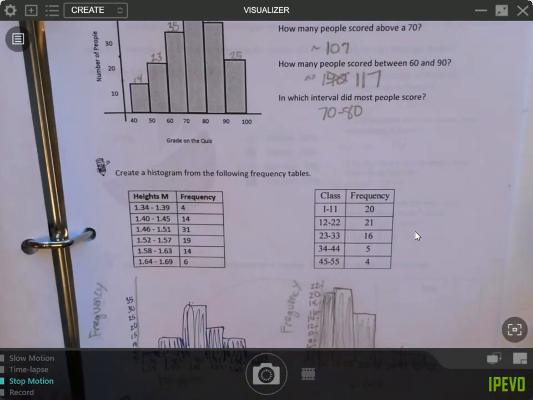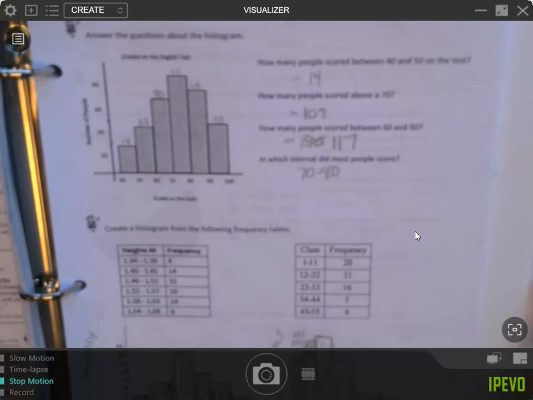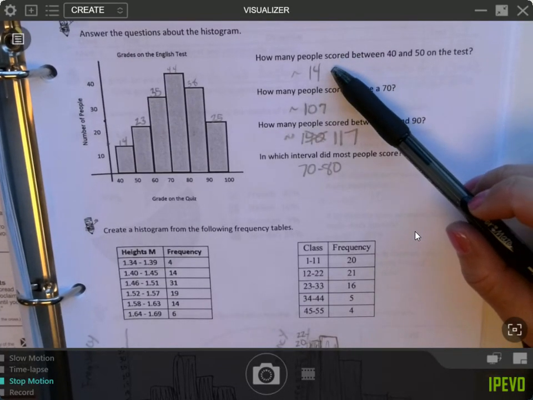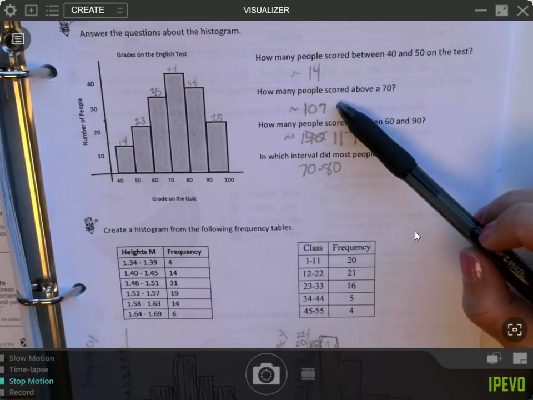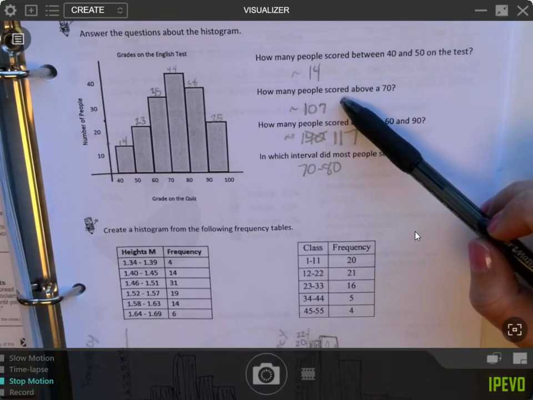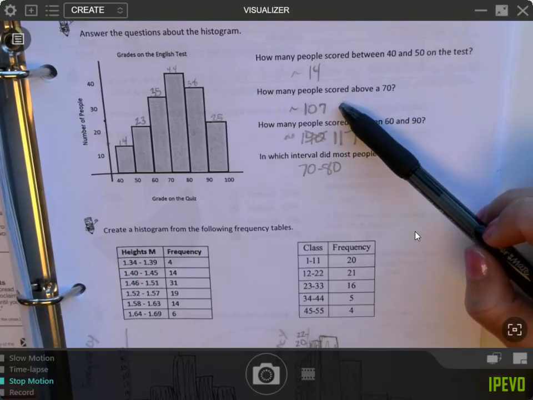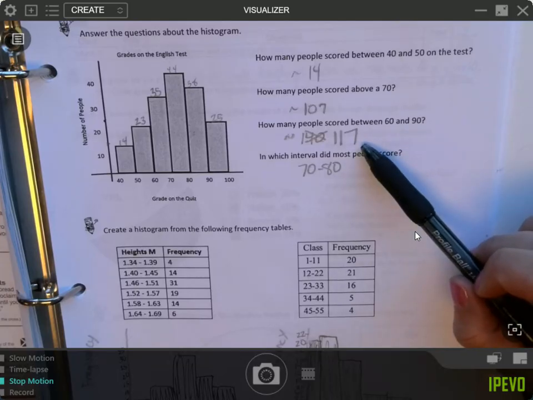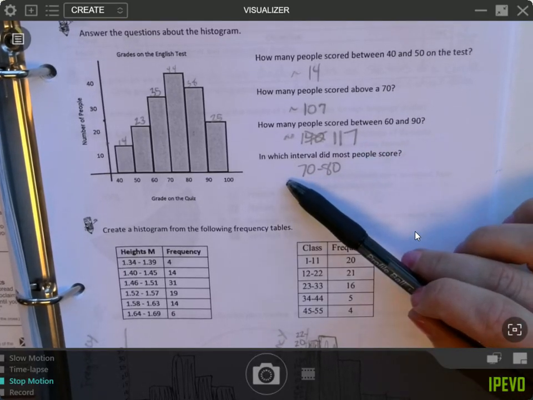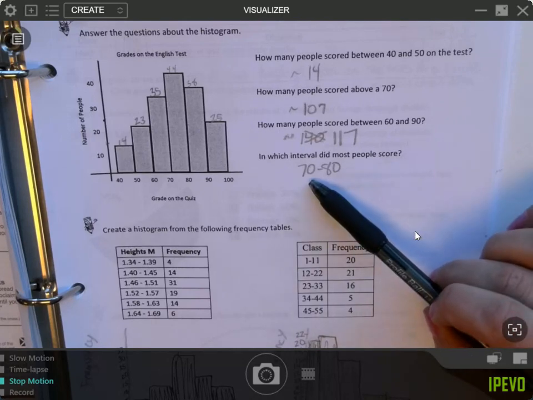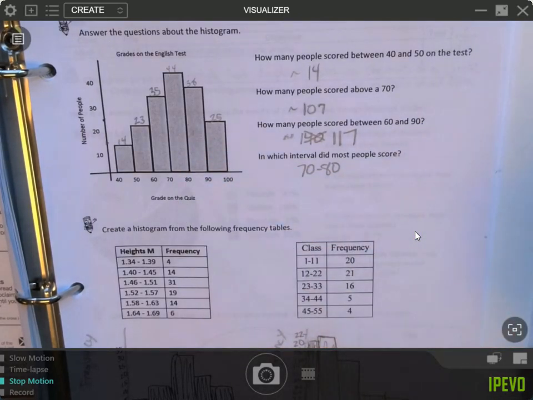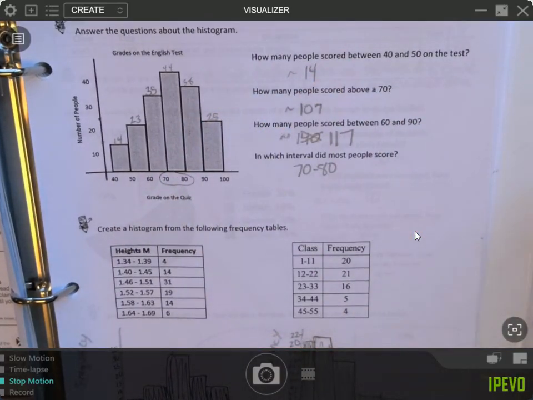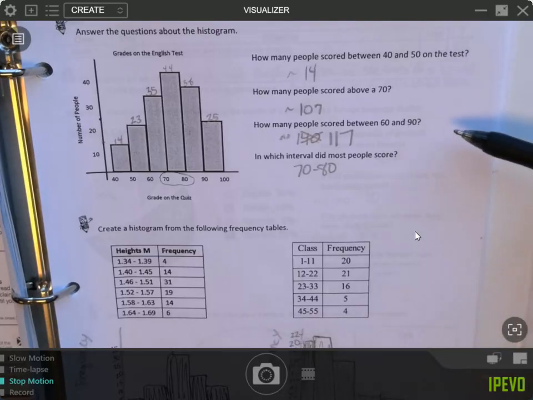Okay, for our correcting. How many people scored between 40 and 50? We had talked yesterday, it was about 14. Above 70 was about 107. As long as your answer is close, within a couple. How many people scored between 60 and 70? About 117. And which interval did most people score between 70 and 80? So you had to put both numbers because it was between 70 to 80. Okay. Any questions on those questions?